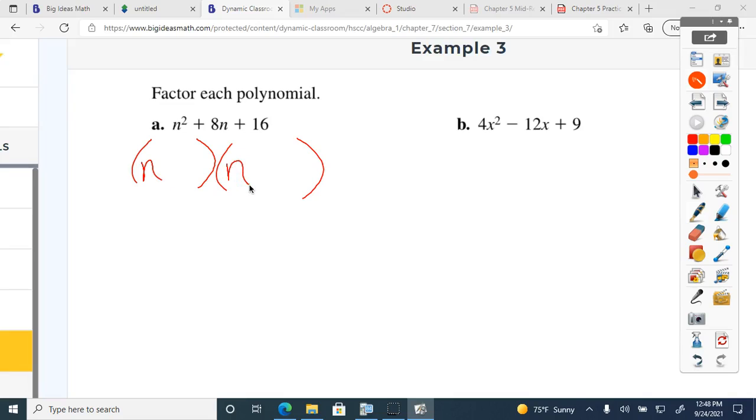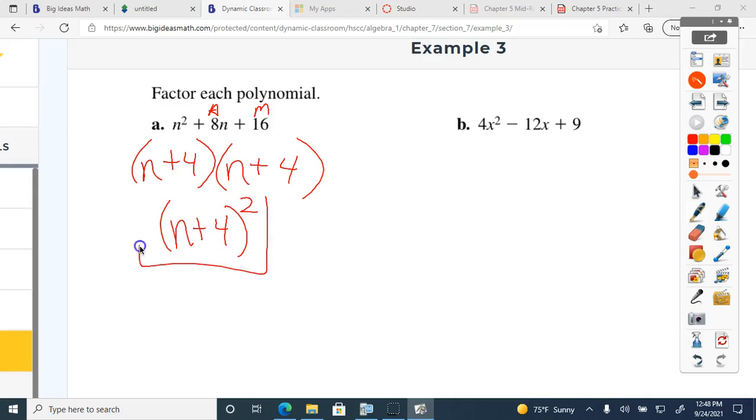We're back to having the whole trinomial, all 3 of them, right? We play our game. 2 numbers that multiply to be 16 and add up to 8. 4 and 4. Here's what makes them special. We just got n plus 4 times n plus 4. That means it's n plus 4 squared. That's how they want you to write your answer. That's the only thing special about it. Okay?